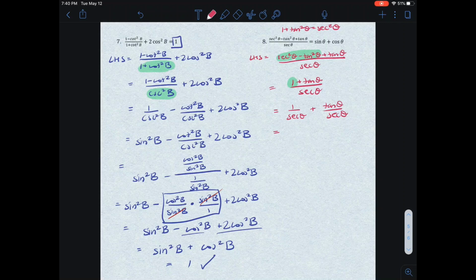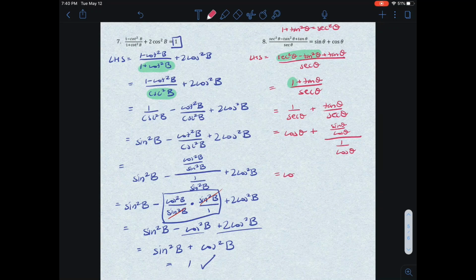When I see 1 over secant of theta, I notice that's just cosine of theta. Plus, now tangent of theta over secant of theta, I don't know what that is. So what I'm going to do there is write that in terms of sine and cosine. Tangent of theta is just sine theta over cosine of theta. And then secant of theta is just 1 over cosine of theta.